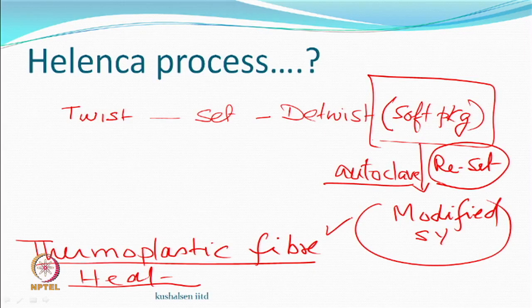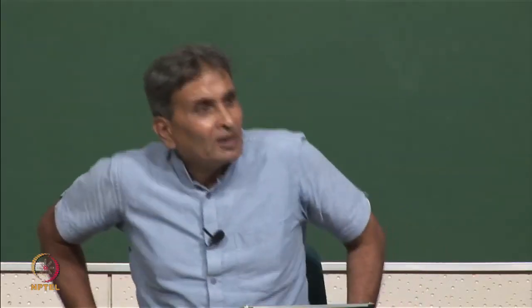So, the question is, what have we done? We just took it and put it somewhere and then suddenly it becomes modified stretch yarn. So, what are the tricks here? What is the principal trick? Can you guess? What have we done? Take the package again and put it somewhere else. Reheating the same thing that you had cooled and untwisted, again reheating.